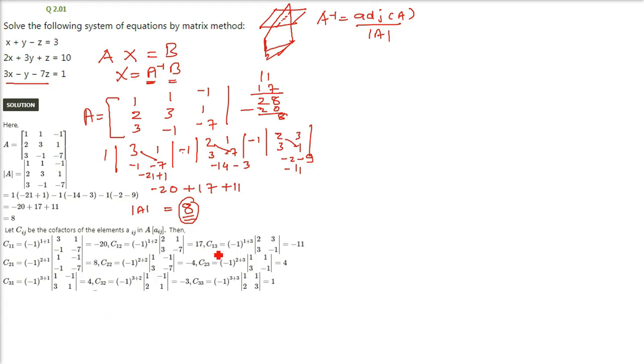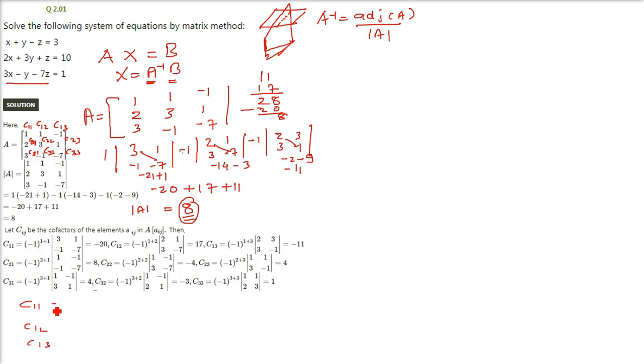So I'll show you a few values of cofactor. Let us say we are finding out the cofactor of the first row. So this is C11, this is C12, this is C13, this is C21, C22 and C23. This is C31, C32, C33. Right? Now, C11, C12, C13. Let us see how this works.